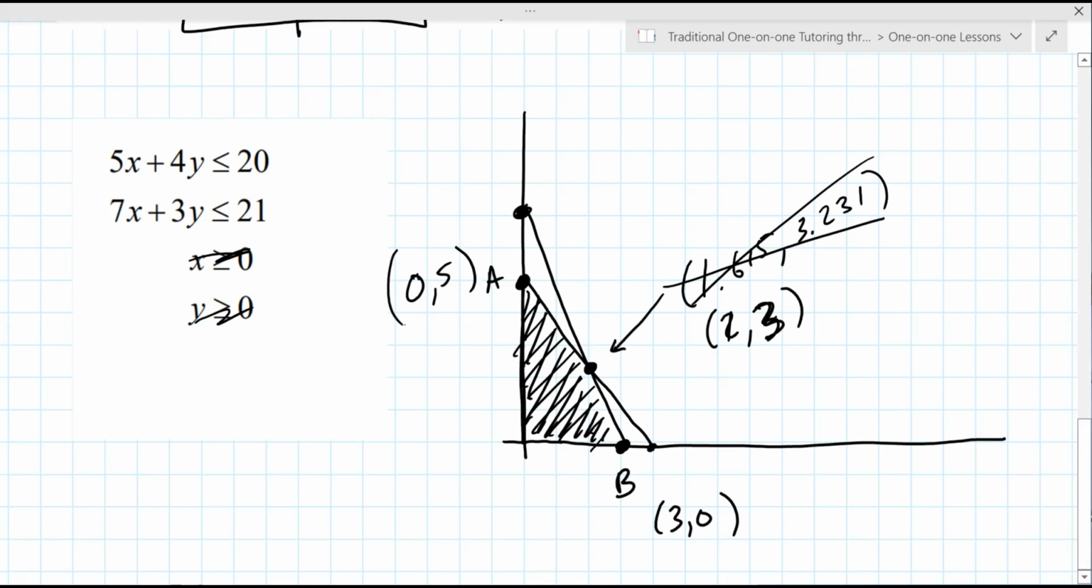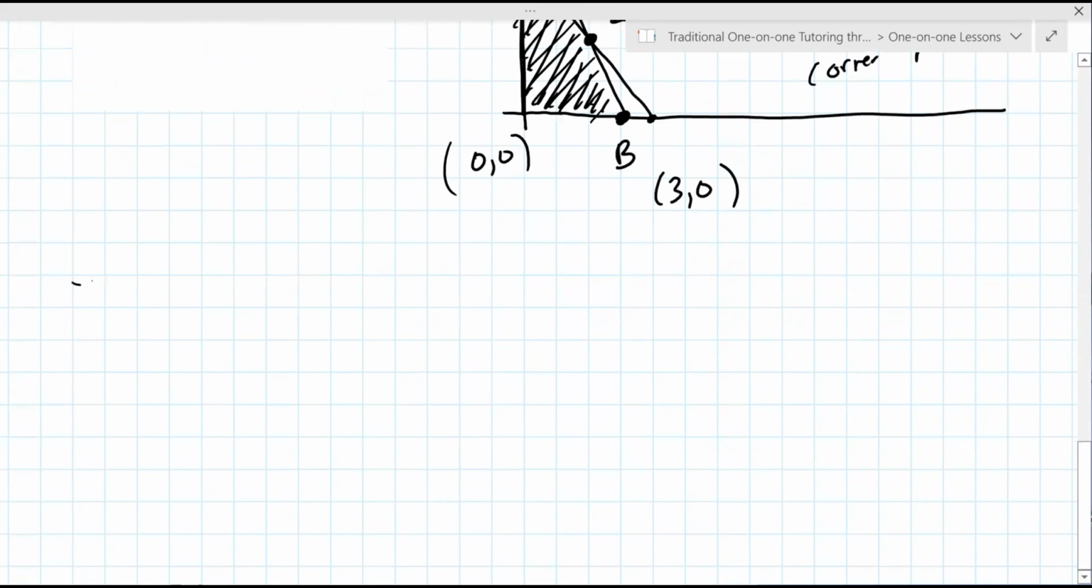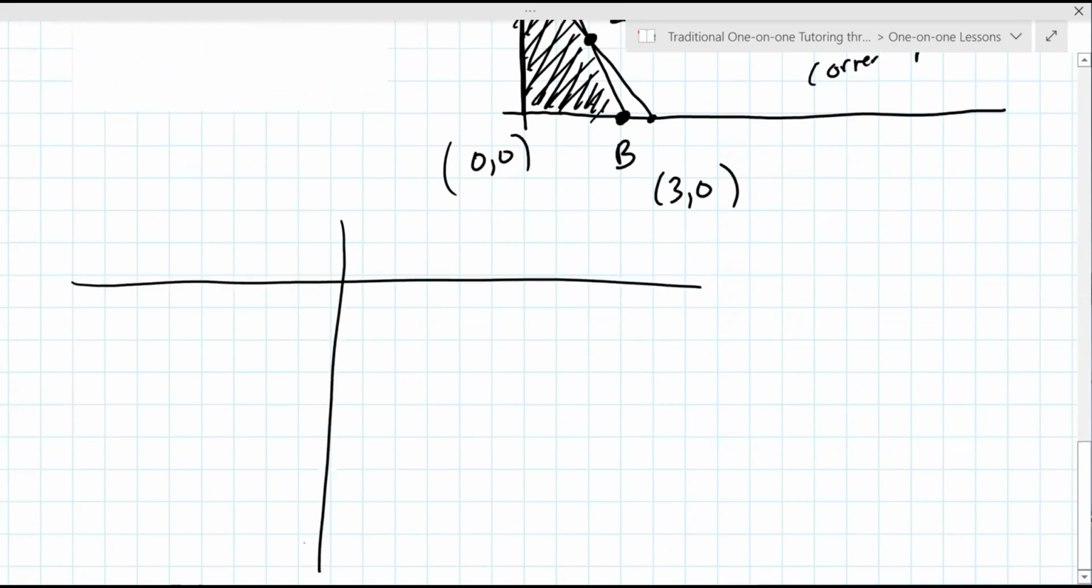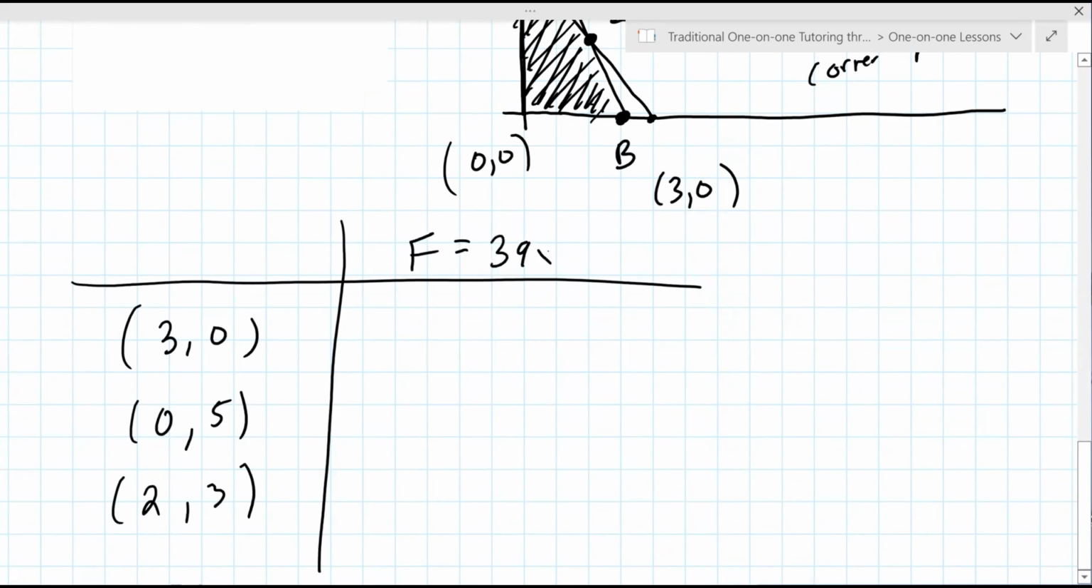All right. So now there are three corner points. There's actually another corner point at 0, 0, but you never use that one. And so we're going to make a table with those points. So we'll go 3, 0, 0, 5, and then the one I made up, 2, 3. And they want you to maximize the following: 39x plus 26y.